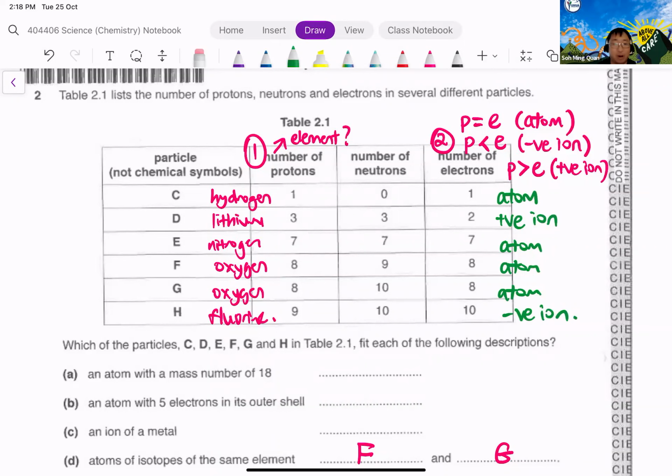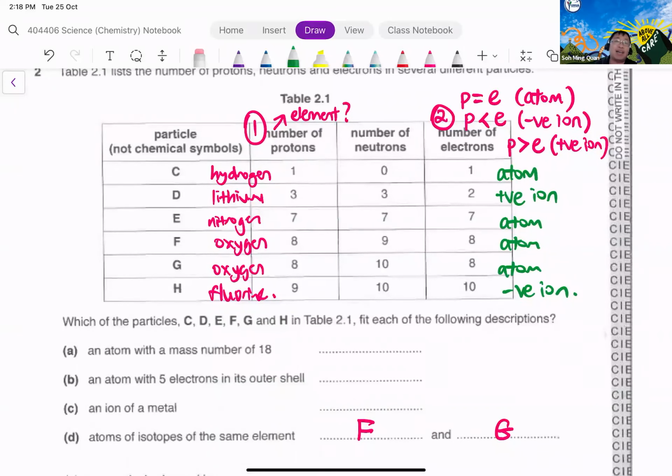Now this is a problem-solving technique, please. You need to have this problem-solving technique. Regardless of how simple the questions are that follow, please have this technique. Why do I say this? Because you will really hate yourself if you get this wrong. The way to do it correctly is to work out the element and to work out whether it's an ion or an atom. All right. And with that, you realize that you can answer part C very easily, right? An ion of a metal. Isn't it D? The lithium ion.